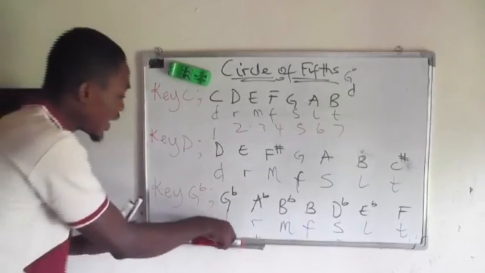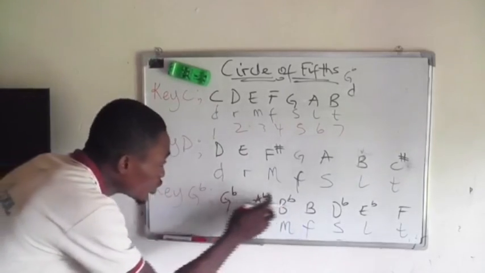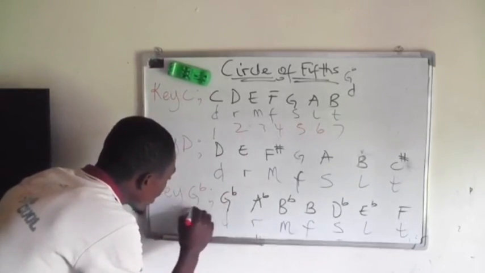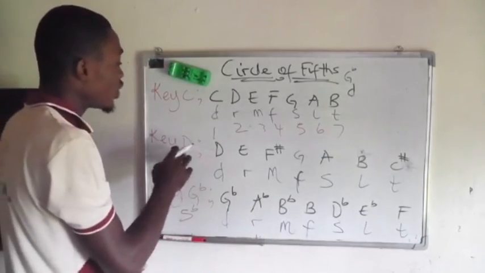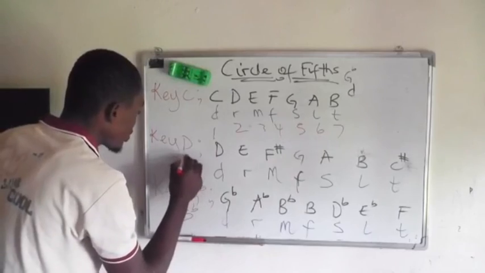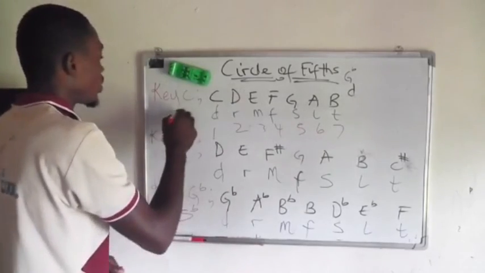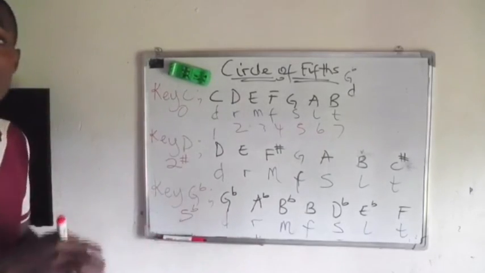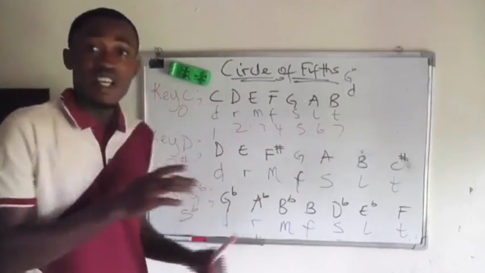So you discover here that G flat has how many? 1, 2, 3, 4, 5. 5 flats. Then you discover that the key of D has 2 sharps. And the key of C has what? No sharp. And if you also check in terms of flats, you discover that the key of C has no flat.